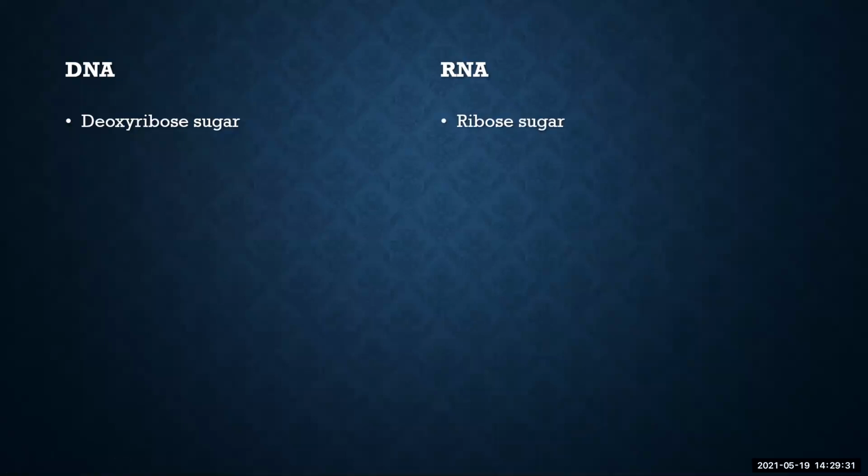Because of this change in the sugar component of the nucleotide, these nucleic acids get named after it. So DNA stands for deoxyribonucleic acid, RNA stands for ribonucleic acid. So in DNA, there will be deoxyribose sugar. In RNA, the pentose sugar will be ribose.